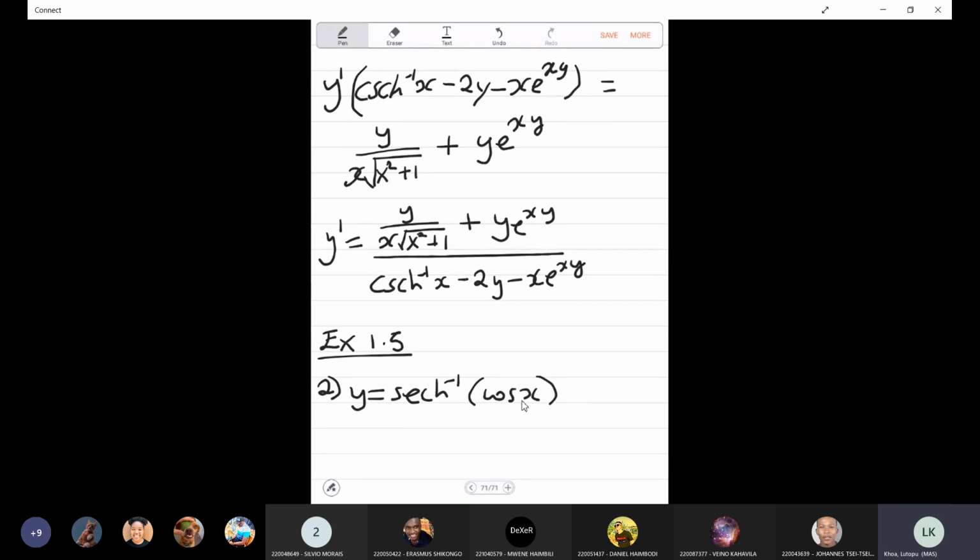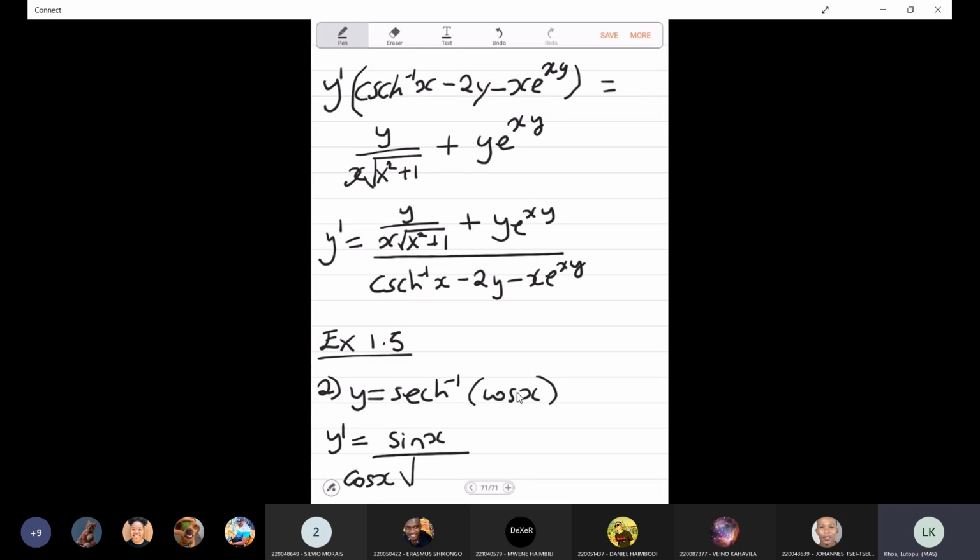So remember, this is our f of x. So y prime is negative f prime of x. So we differentiate cos x. The answer is negative sine x. So we have negative sine x, that gives us positive sine x. And then we multiply by f of x, so we have cos x.